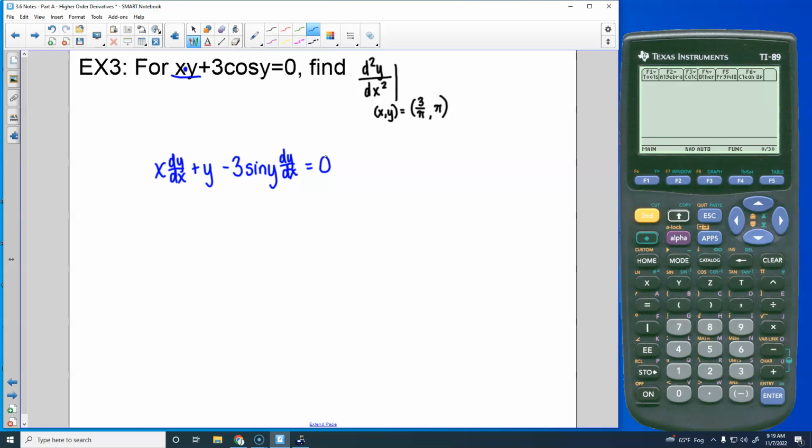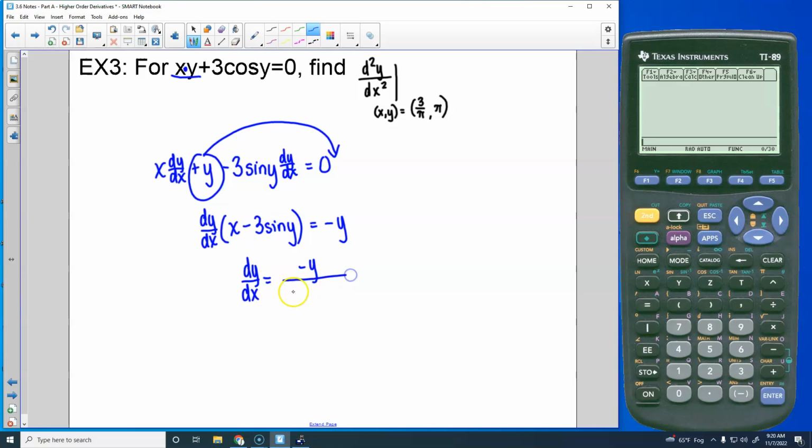All right, so we are going to keep everything with the dy dx over here on the left-hand side, which is my x and my negative 3 sine y. I'm going to go ahead and factor that dy dx out. I'm going to move the y right here over to the other side, which will give me a negative y there. And so if I divide, I will get dy dx equals negative y over x minus 3 sine y.